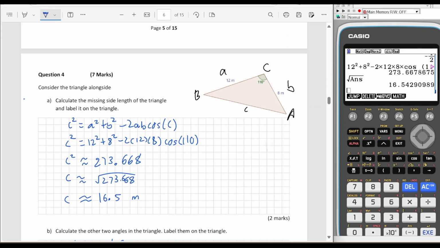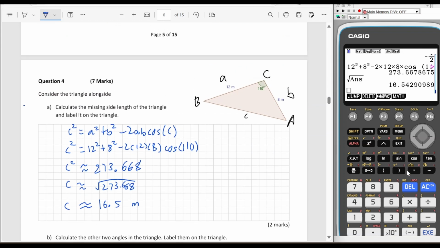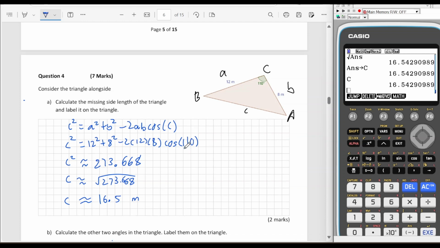Yeah. Now I'm actually going to show you a cool strategy. This number that I just got, 16.542. I'm going to hit the little arrow here above the blue button, and I'm going to store that in alpha C. So now every time I use C in an equation, like alpha C, it'll just spit out that number. And I don't have to worry about typing in the whole thing.